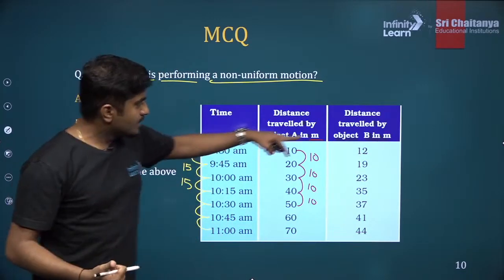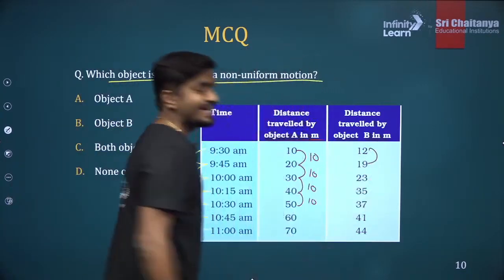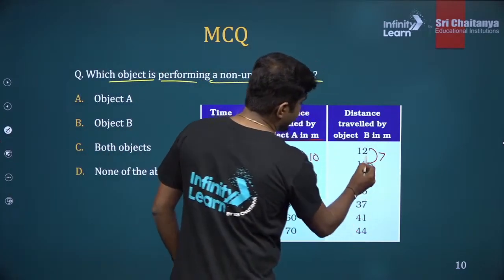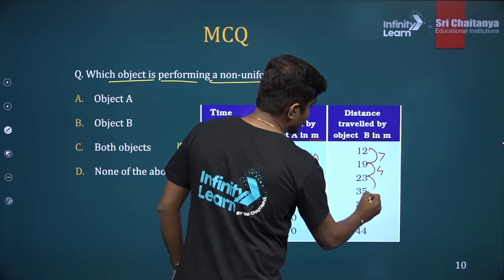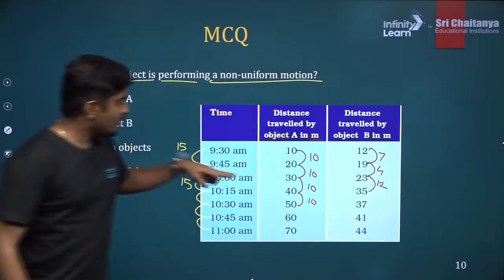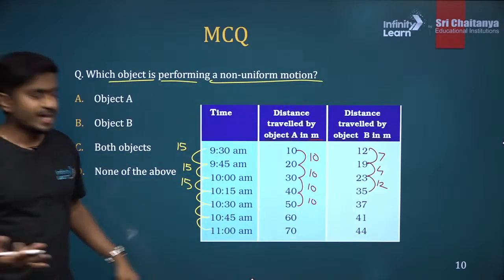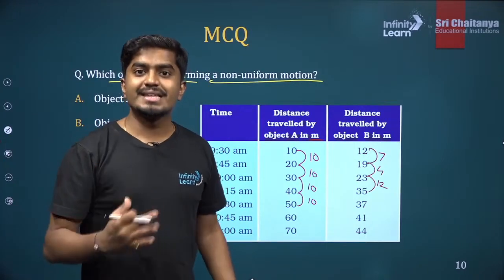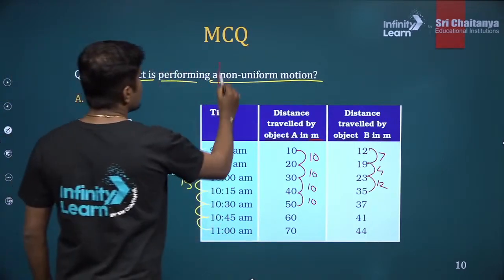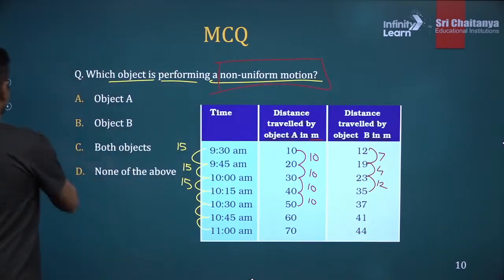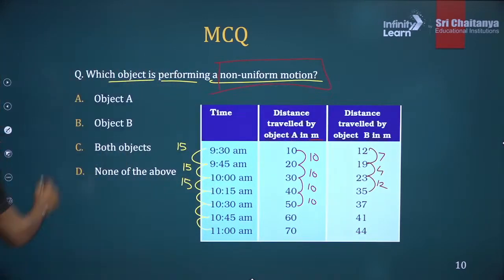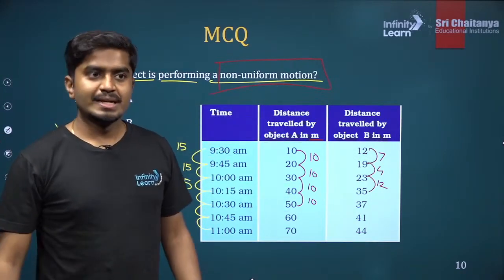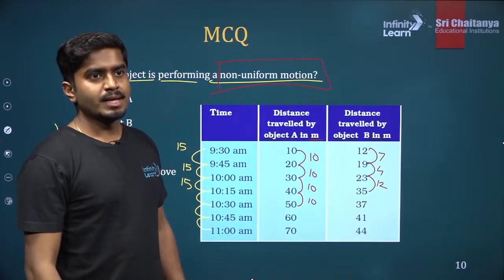Correct? Now the next one, from 12 to 19. The distance travel is 19 minus 12 is 7. Then 19 to 23, which is 4. Then 12. So here what is happening in equal intervals of time, the distances travel is not equal. So whenever this thing happens, there is a non-uniform motion. So what should be the correct option? It is object B is following the non-uniform motion. Clear? Easy? Everyone?